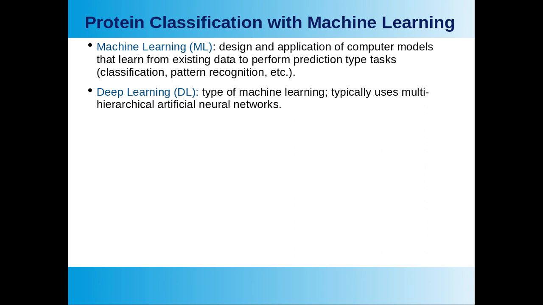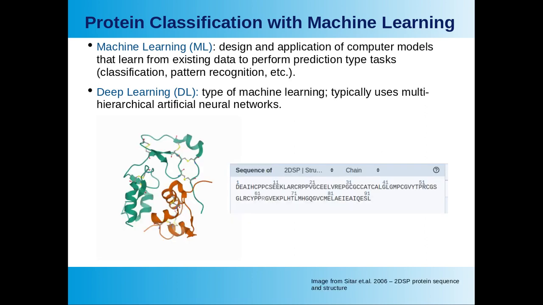to perform prediction-type tasks. Deep learning is a type of machine learning that uses artificial neural networks. While traditional ML algorithms are linear, deep learning algorithms are stacked in a hierarchy of increasing complexity and abstraction.